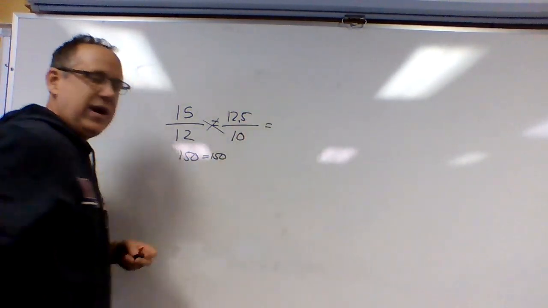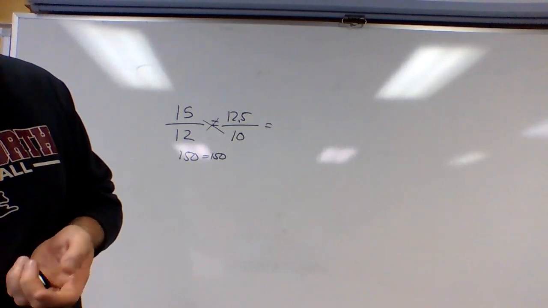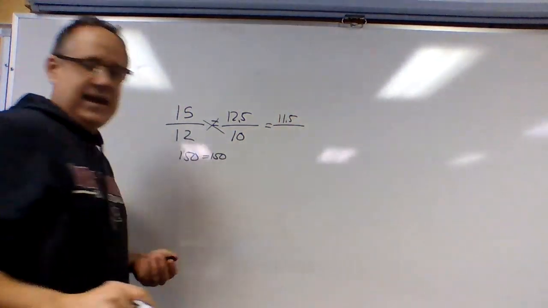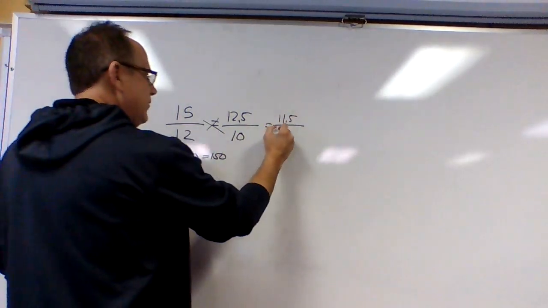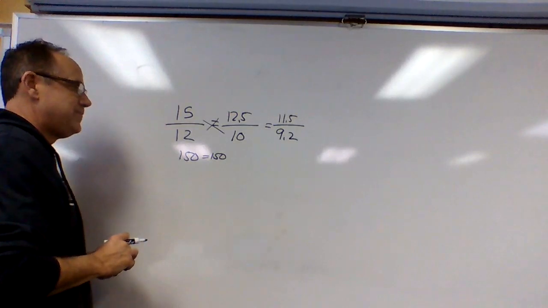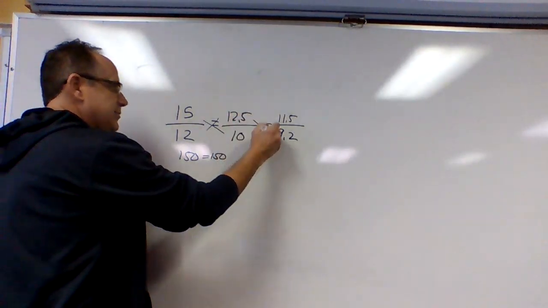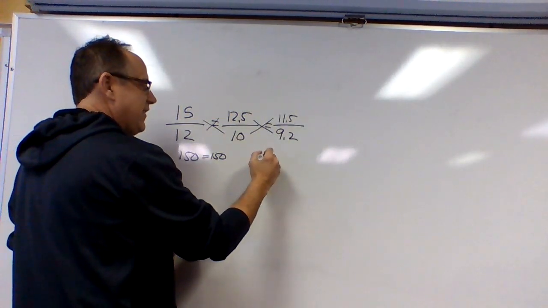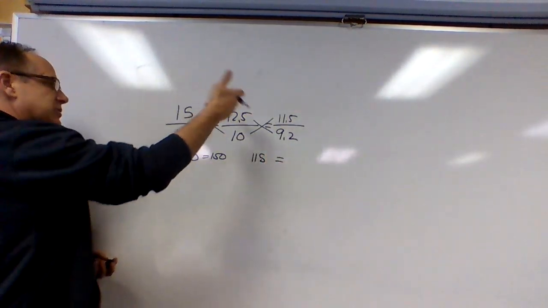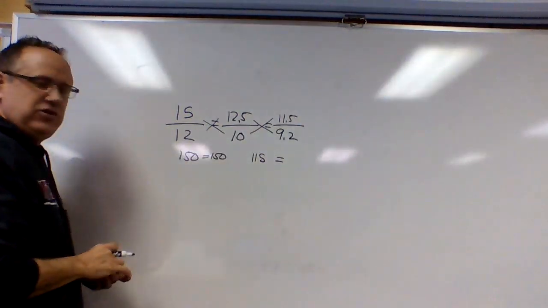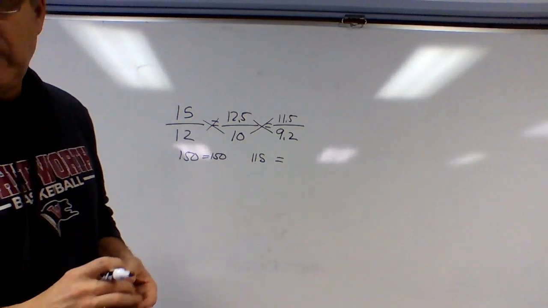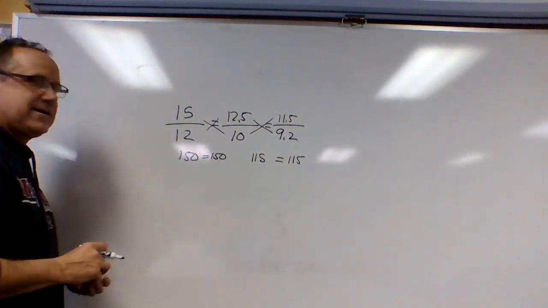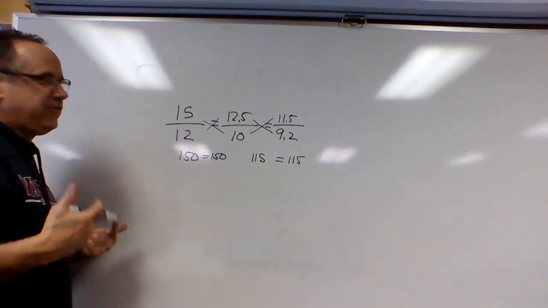Okay? We also have a third side. The smallest side would be 11.5 and 9.2. Okay? 11.5, we could cross simplify those. 10 times 11.5 would be 115. When we multiply 12.5 times 9.2, okay, we also get 115. Okay? We could also put it in the form of a decimal.